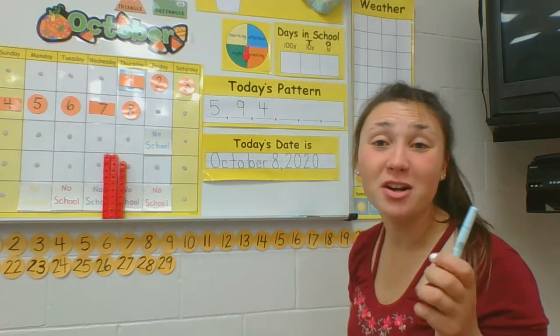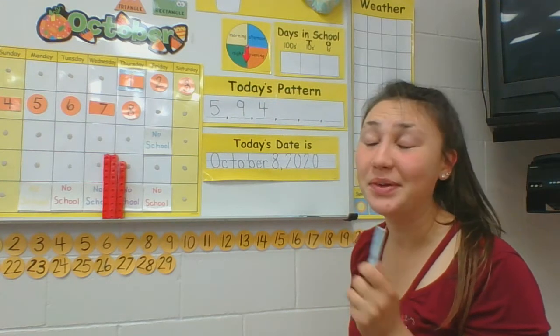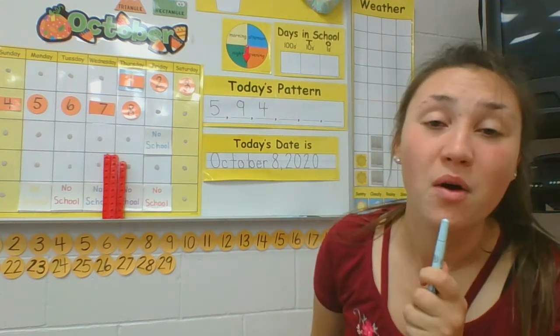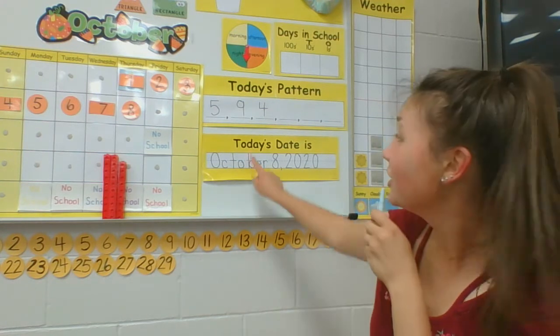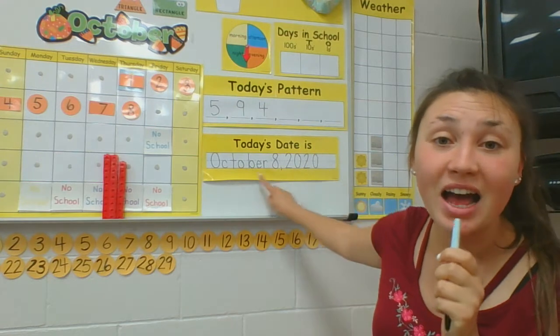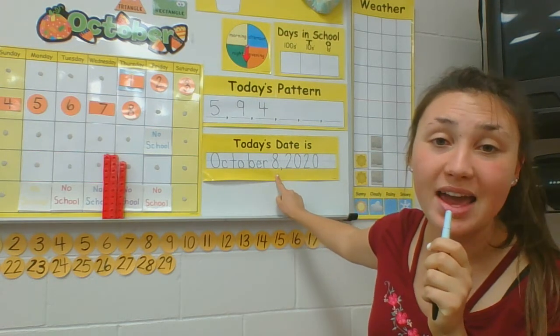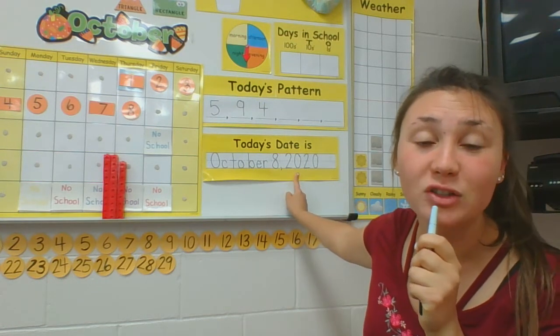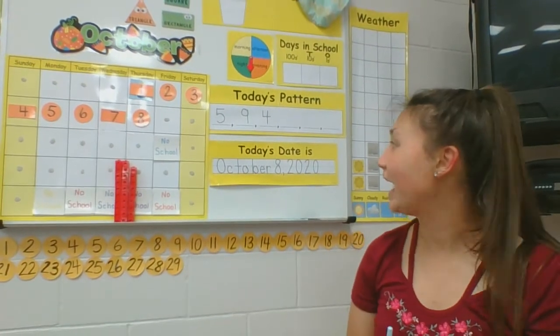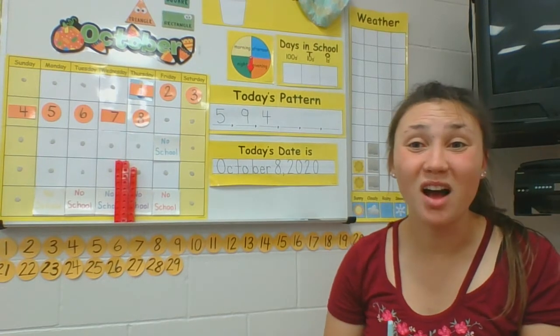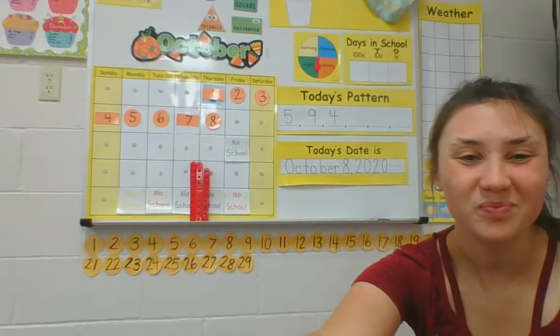You can grab your marker or your microphone and announce the day with me. Ready? 1, 2, 3. Good morning, Milwaukee. Today's date is October 8th, 2020. Very good, girls.